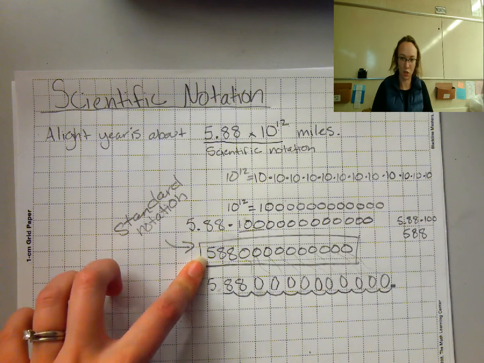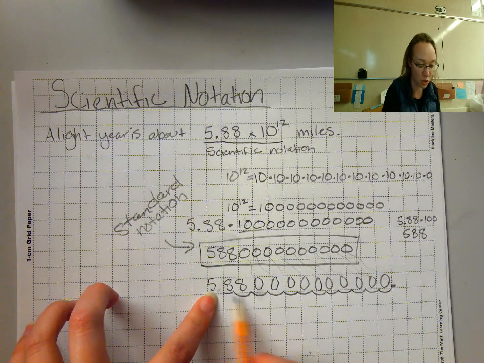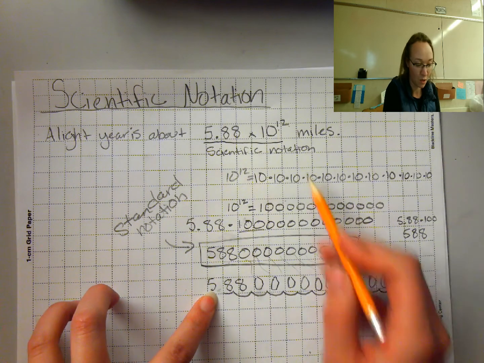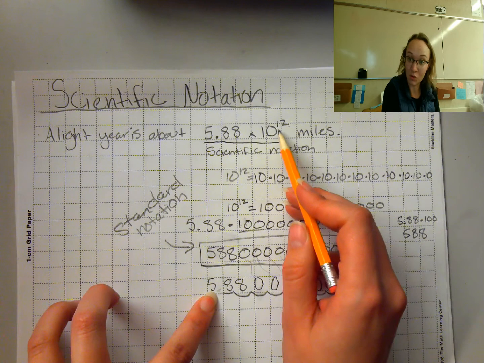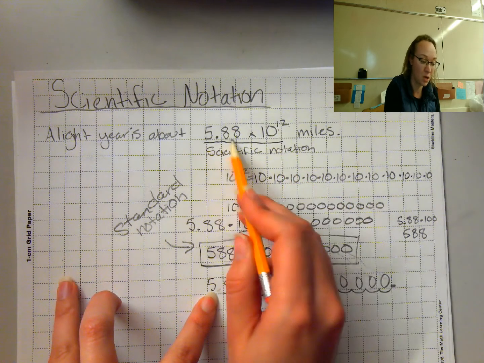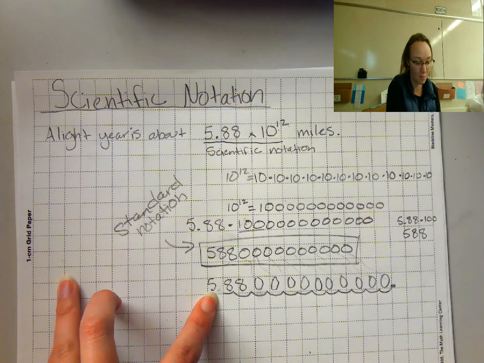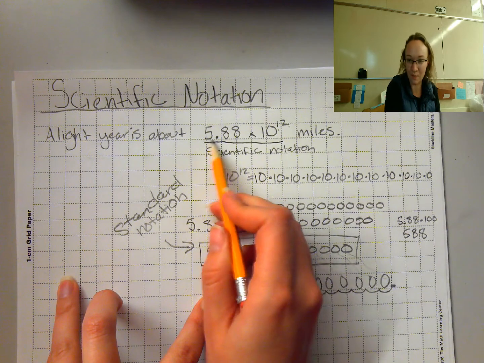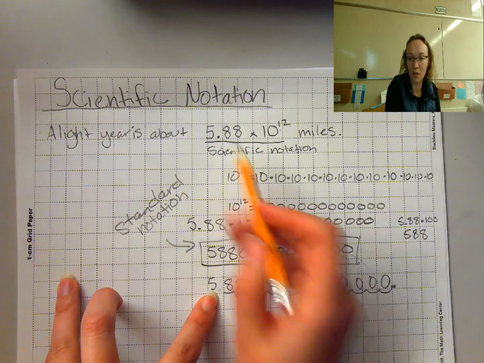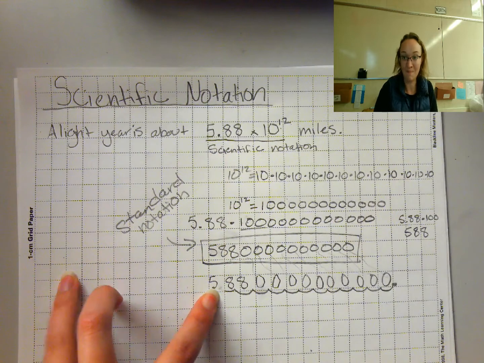So our trick is that we're going to move the decimal to the right, the number of that power up there. Scientific notation is always going to be a number times 10 to the power of something. And that number is always just going to have one digit in front of the decimal.